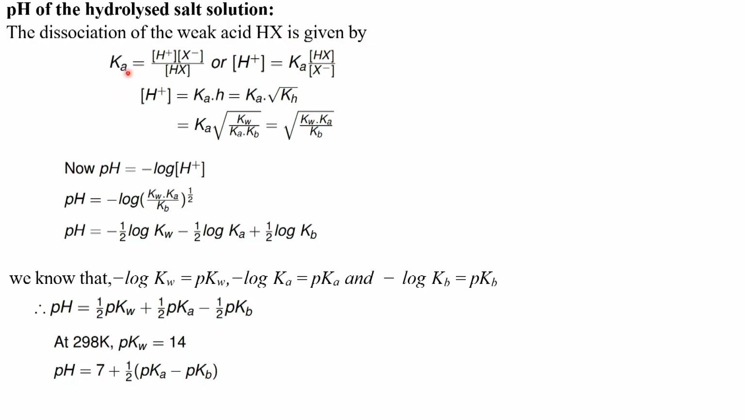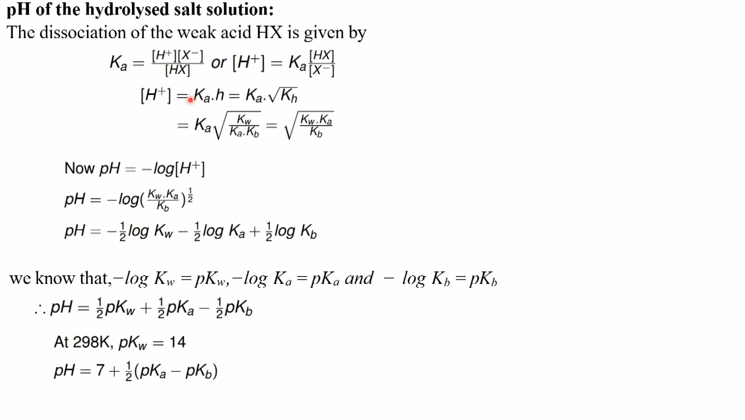Next we discuss pH of the hydrolyzed salt solution. The dissociation of the weak acid HX is given by, the dissociation constant Ka is concentration of H plus times concentration of X minus by concentration of HX. So from there we can actually calculate concentration of H plus.